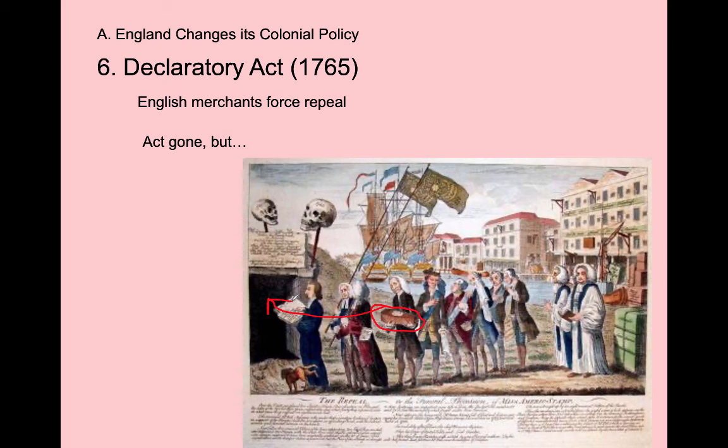But the second half of the Declaratory Act that gives it its name is that England says, Parliament says, even though we're getting rid of the Stamp Act, we declare that we have the right to pass future taxes on the colonies. We will get rid of the Stamp Act because you guys don't like it, but that doesn't mean we are giving up our right to tax the colonies. We're Mother England, we're in charge, and we can tax the colonies anytime we want.